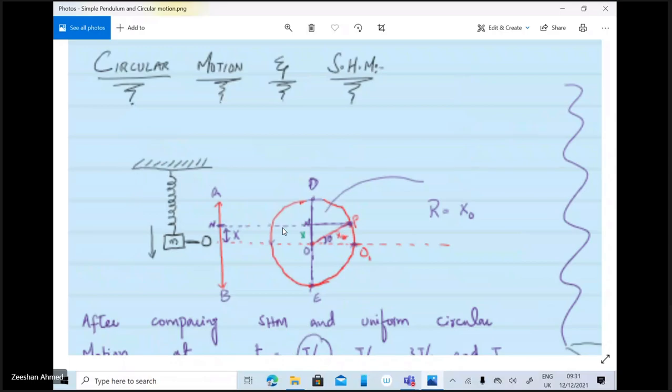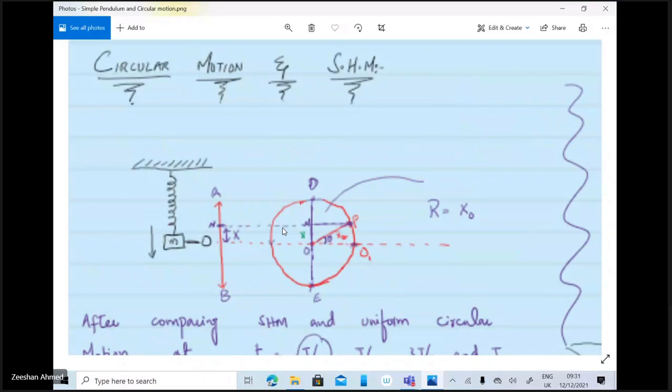Circular motion is the motion of an object in a circular path. Simply, if the object is moving in the form of a circle, then this motion is called circular motion. And what was simple harmonic motion? A motion in which acceleration is directed towards the mean position and acceleration is always directly proportional to the displacement.